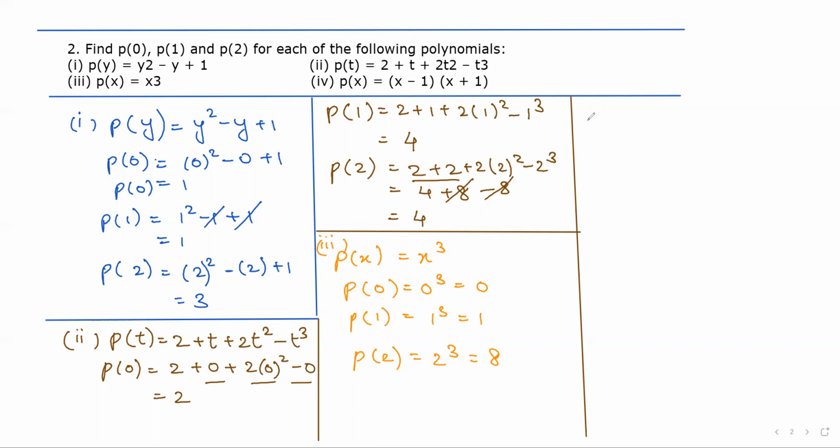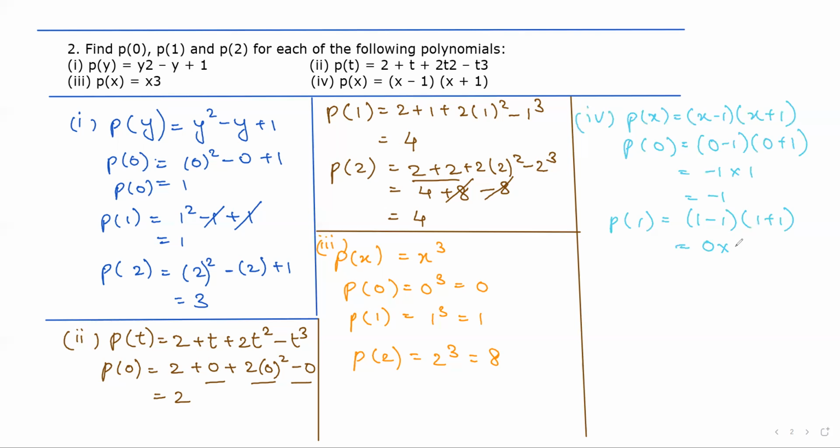Your fourth value is P of x equals x minus 1 into x plus 1. Therefore, P of 0 will be equal to 0 minus 1 into 0 plus 1, which is minus 1 into plus 1, which is minus 1. P of 1 will be equal to 1 minus 1 into 1 plus 1. This is 0 into 2, which is 0. P of 2 will be equal to 2 minus 1 into 2 plus 1. This is 1 into 3, which is equal to 3.